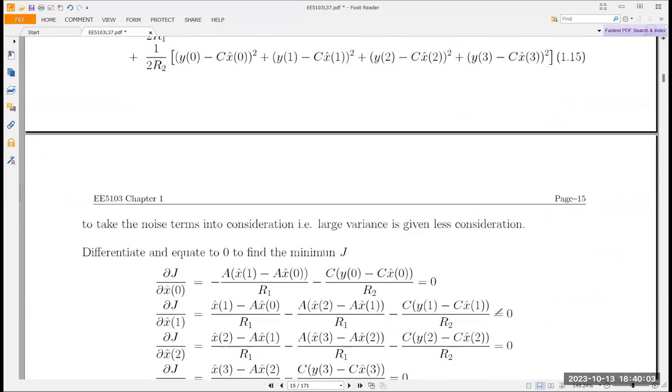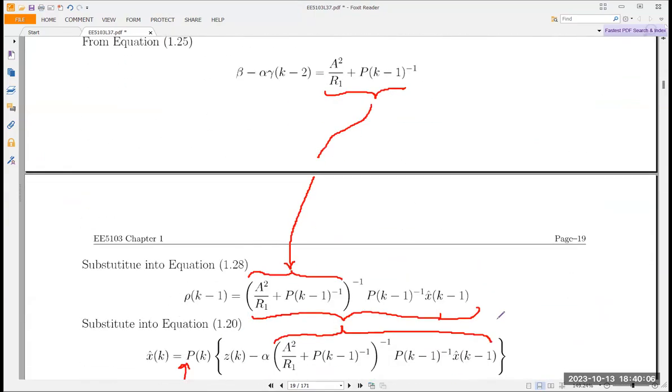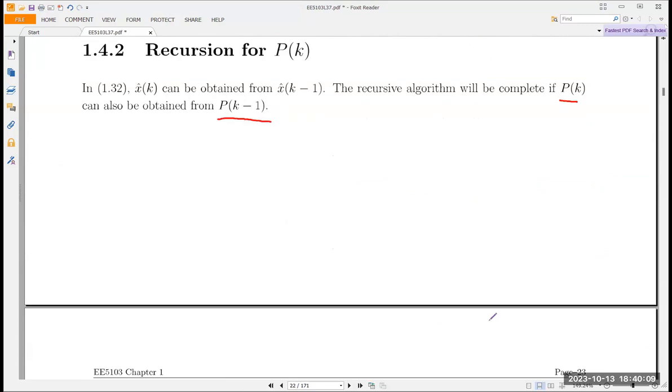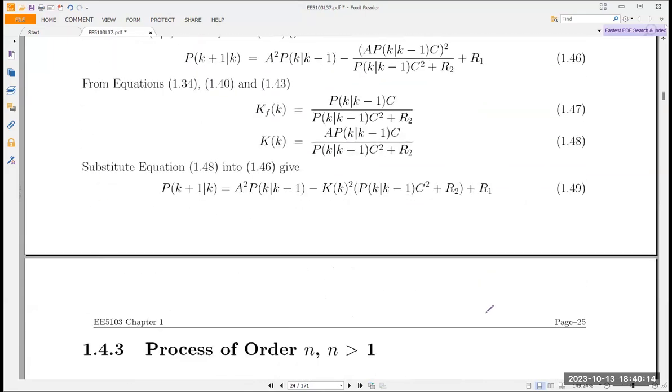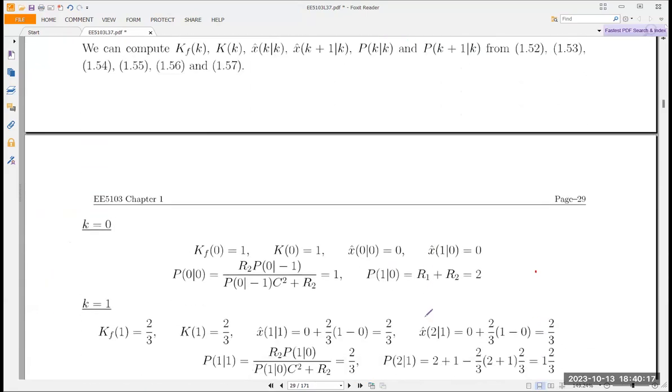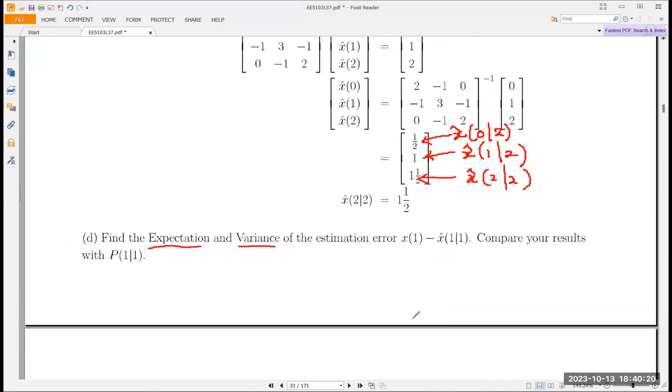Okay. So now find the variance of the estimation error. Now, this is important. Estimation error means what? We say that this is the true state. All right, in the terminology, we say that this is the true state. And this is your estimate.